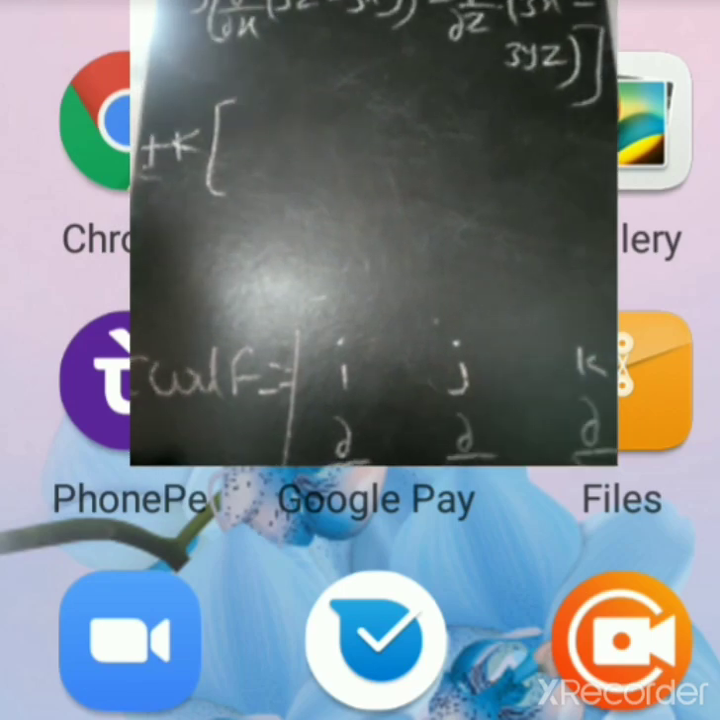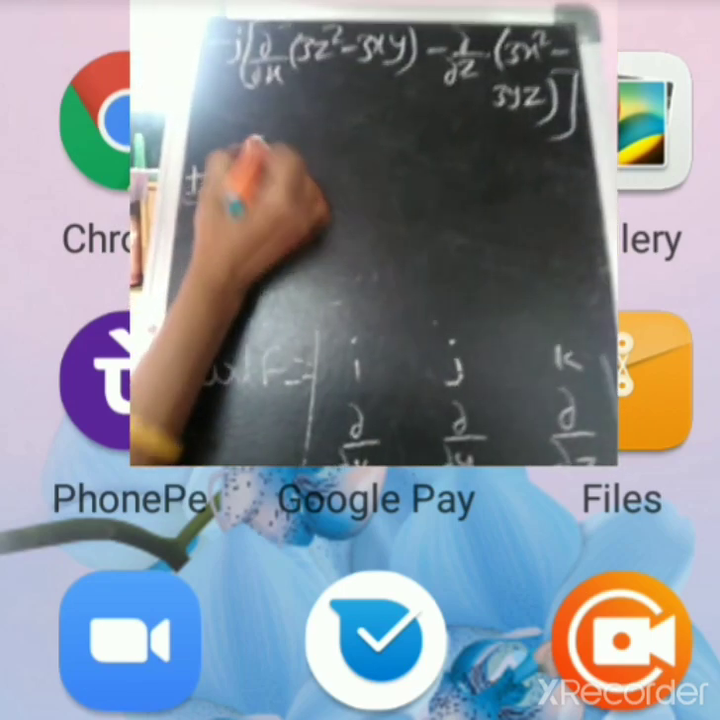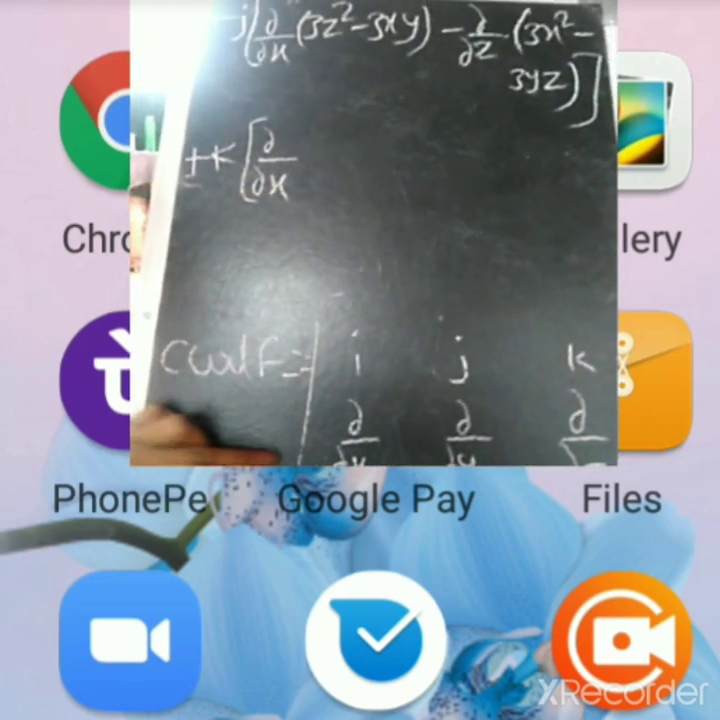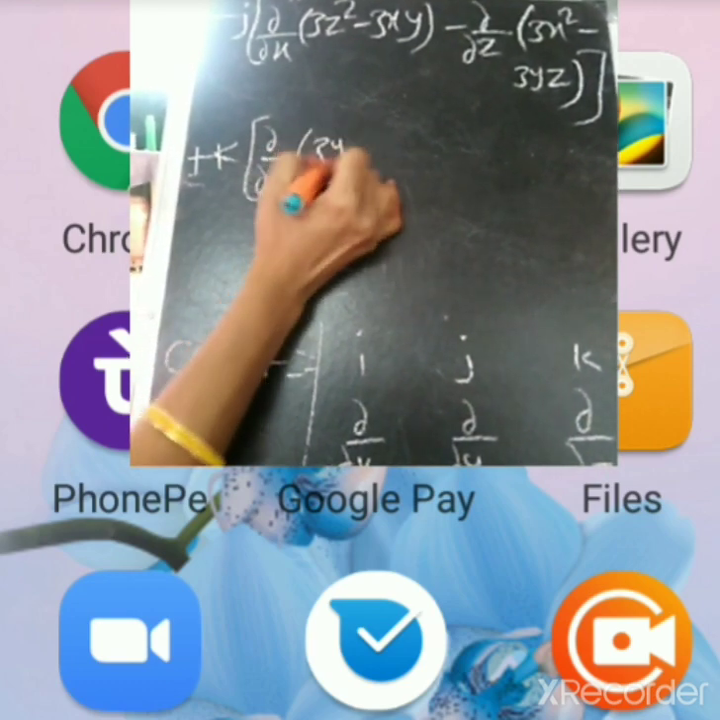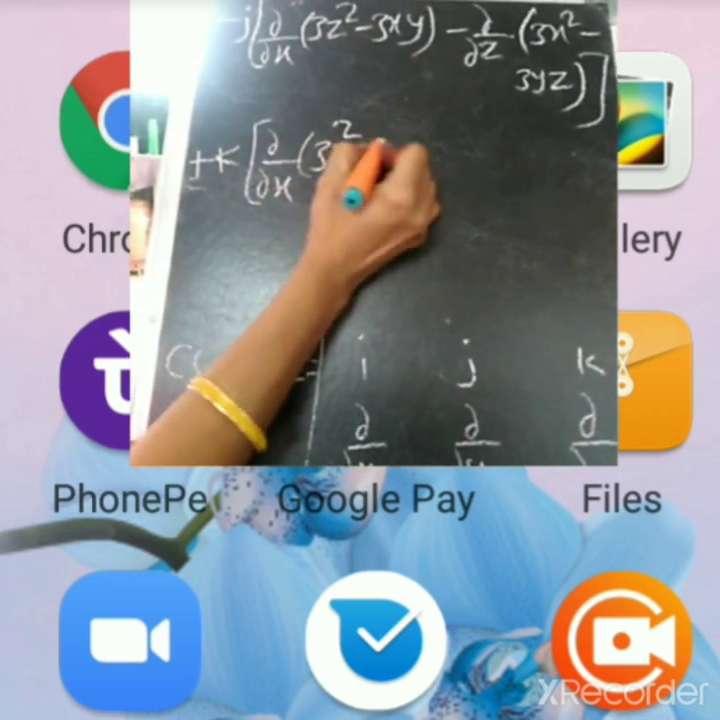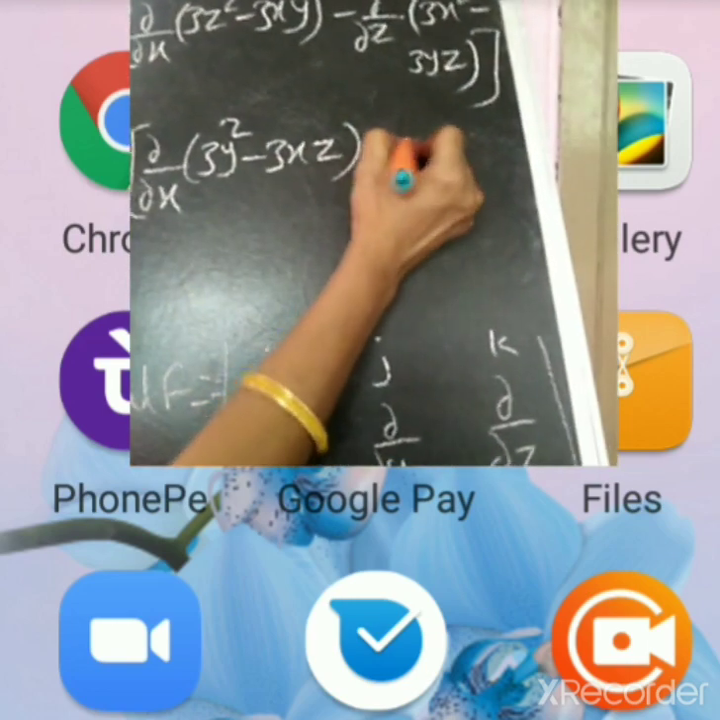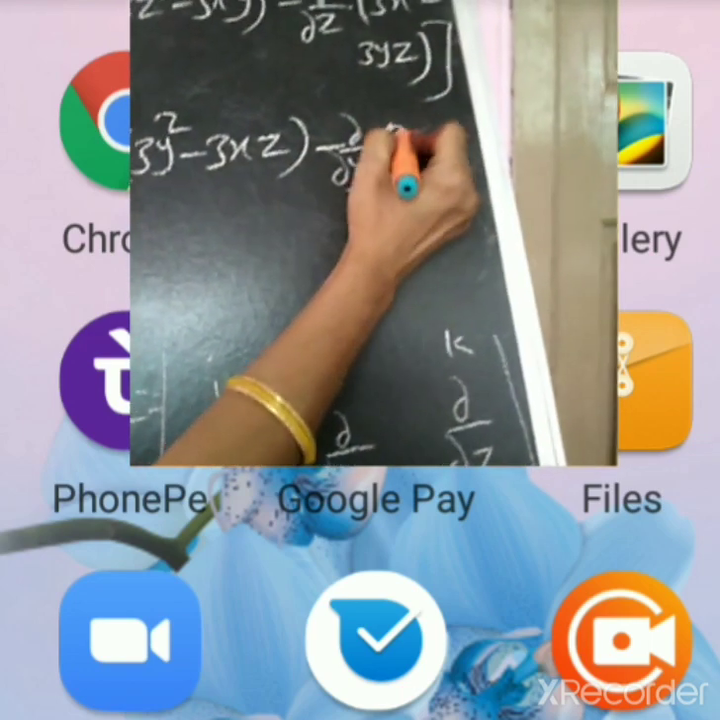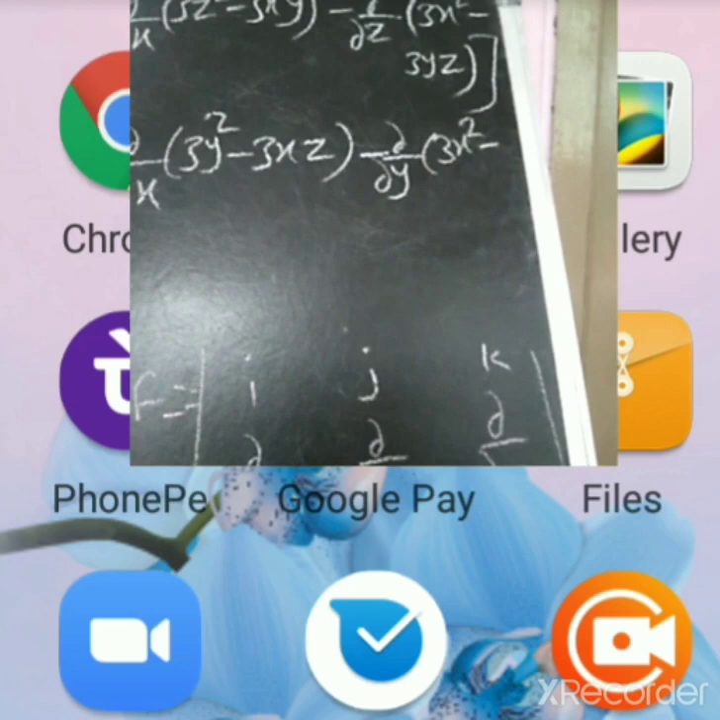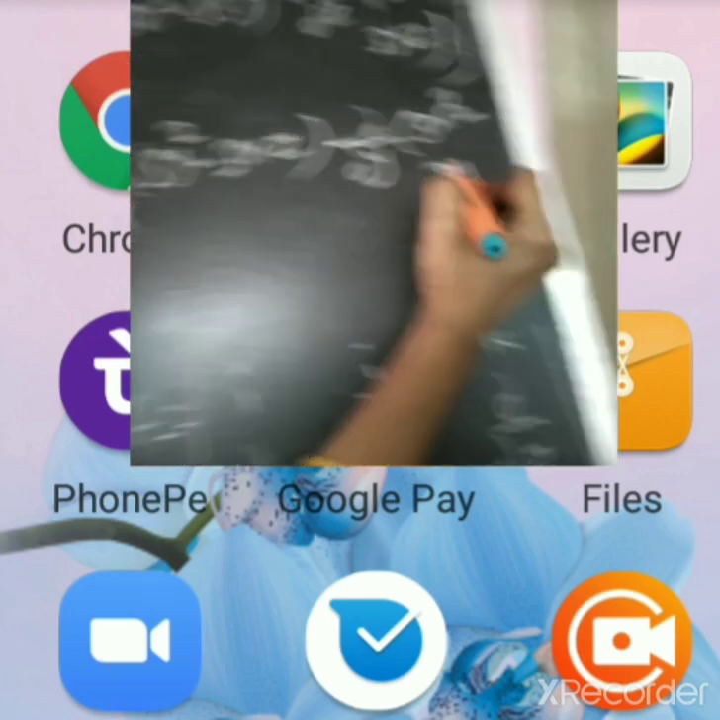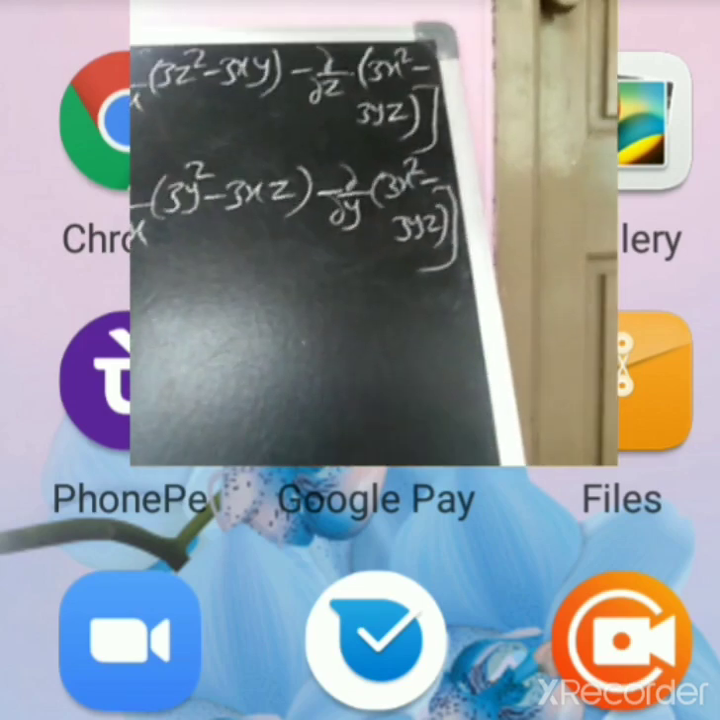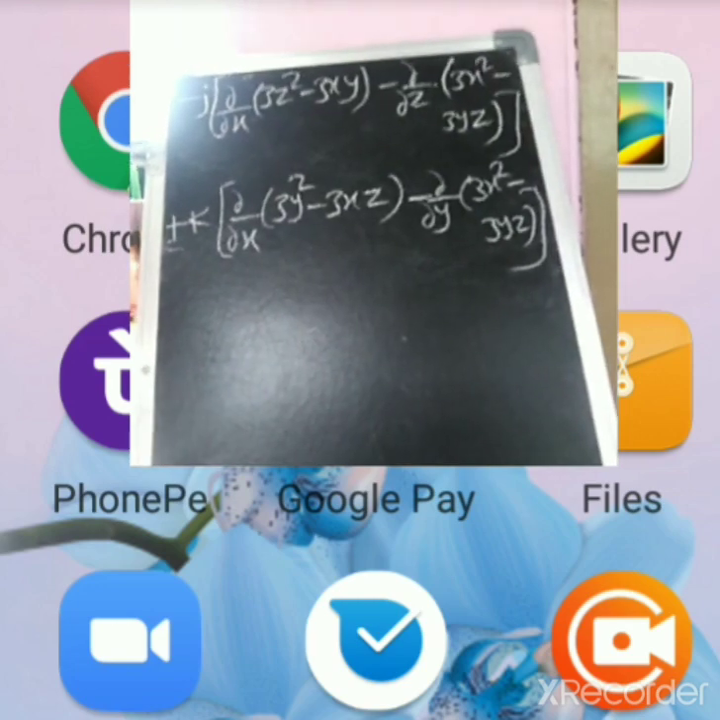Next plus k into, so last term, this is k: ∂/∂x of 3y square minus 3xz, minus ∂/∂y of 3x square minus 3yz. So this is the value. So next we simplify.